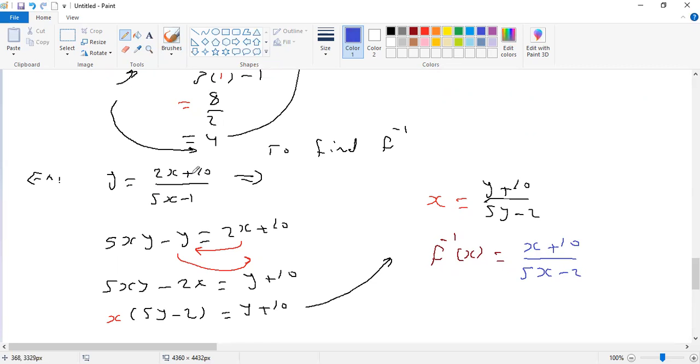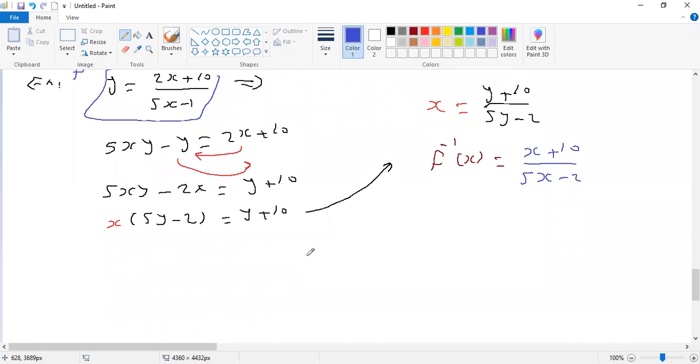Look at here. Now y equals 2x plus 10 over 5x minus 1. This one is f of x. This is the function here. And what is the inverse? The inverse is x plus 10 over 5x minus 2. Also, you can put any number here and check. If this function is the inverse, the input and the output will be the same. So here you can also show f inverse of f of x is equal to x.